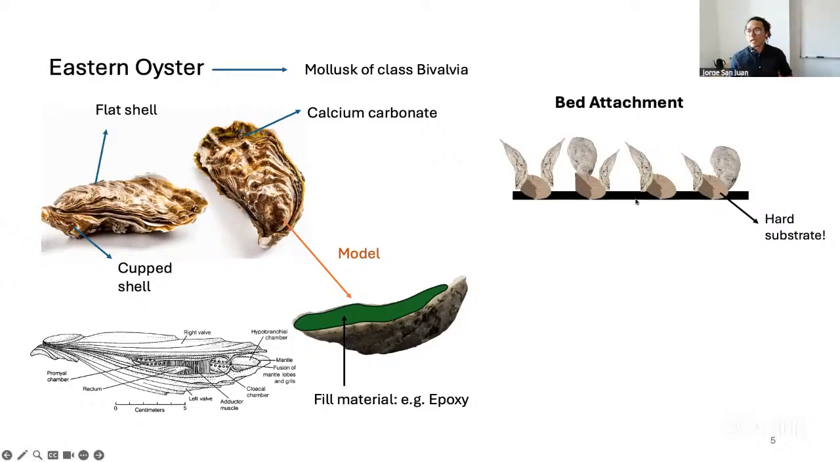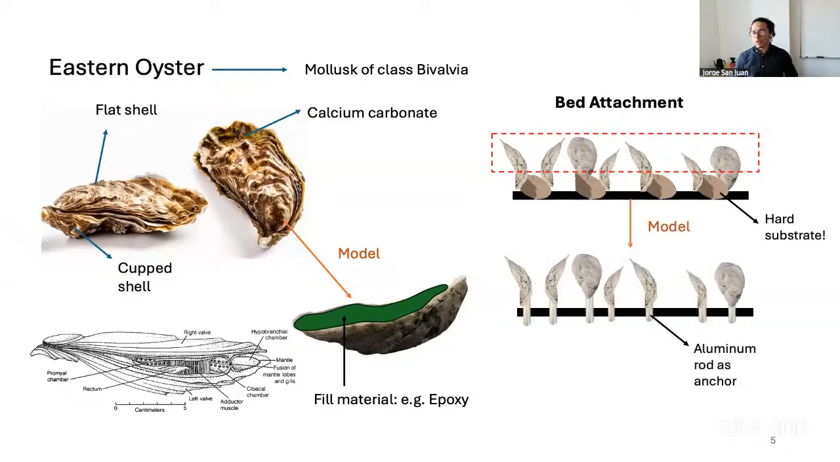So what we're gonna do in this study is to show you the upper part of this oyster reef that we're gonna call low height or low relief, because we're only aiming to understand the hydrodynamic and sediment behavior when we have only one layer of oysters. So our setup is going to look something like this. We're going to have oysters attached to an aluminum rod, and this aluminum rod is going to be placed in the flume.